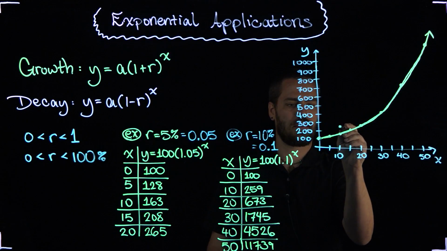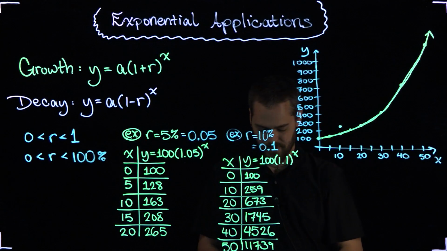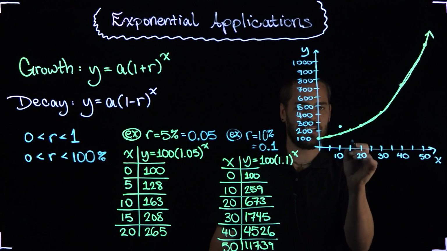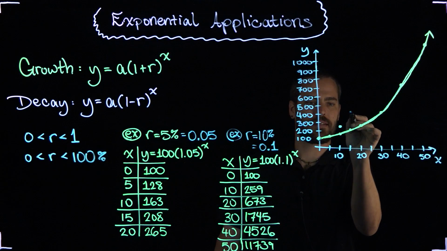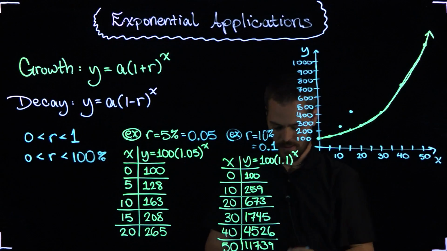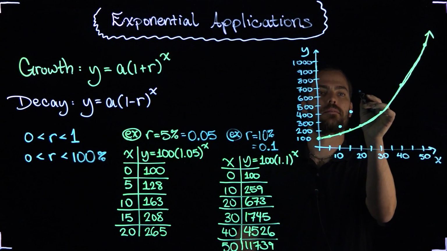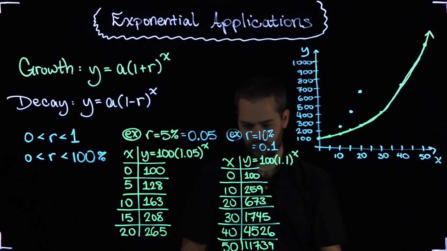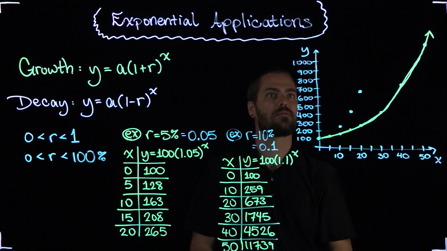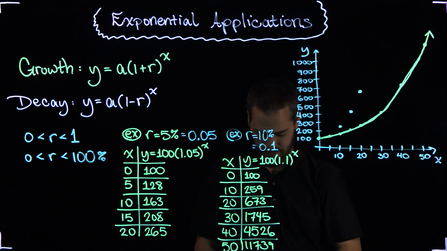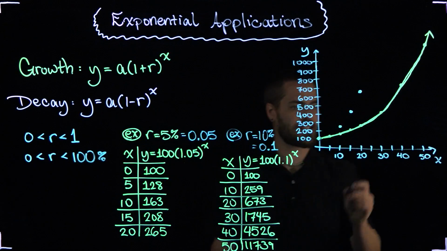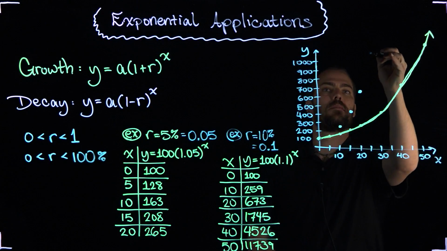Ooh, about there. Let's consider 15 years. I didn't write it on the table, but that gives us about 418. So maybe about there. And then 20 years, 673, about there. Okay. 30 years, 1745, that's way off my scale. How about 25 years? Let's see what we got there. That's 1083. So I'm about here after 25 years.